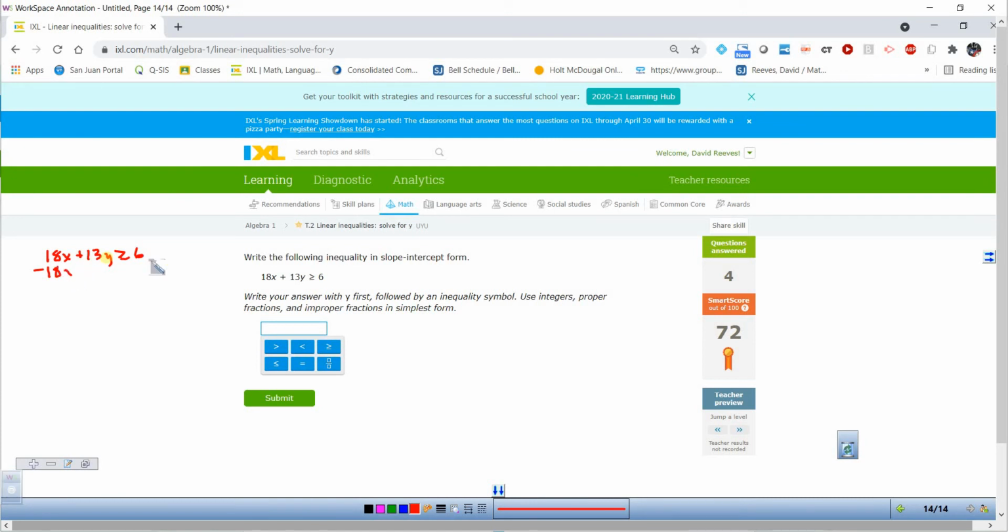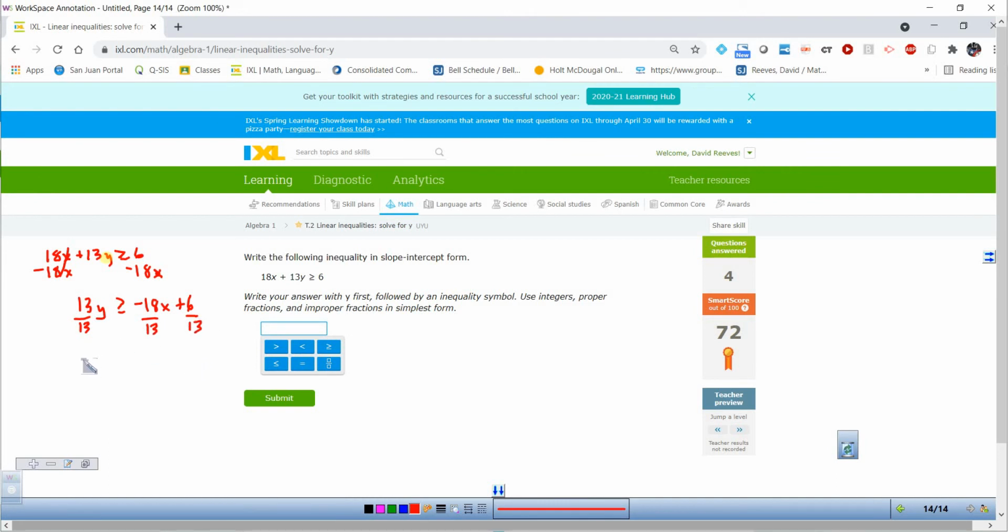So I'm going to subtract 18x from both sides. When I do that, I get 13y is greater than or equal to, and again, I'm going to write it in slope-intercept form, so negative 18x plus 6. My goal is to get that y by itself, so what do I need to do? I need to divide by 13.